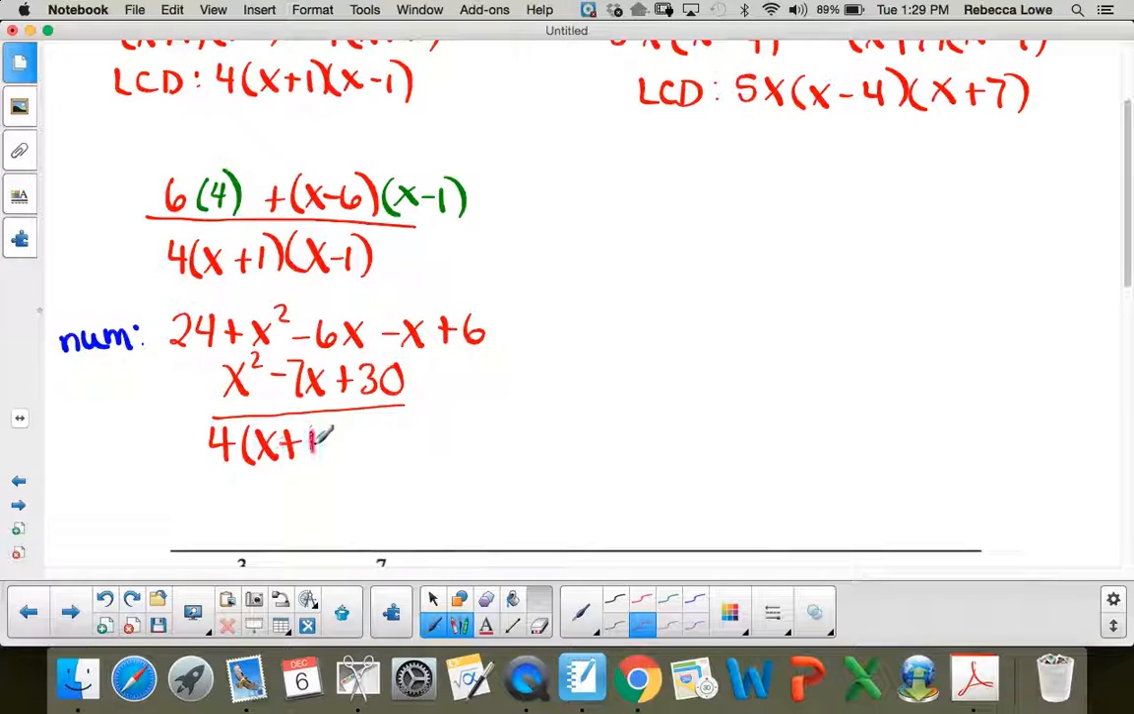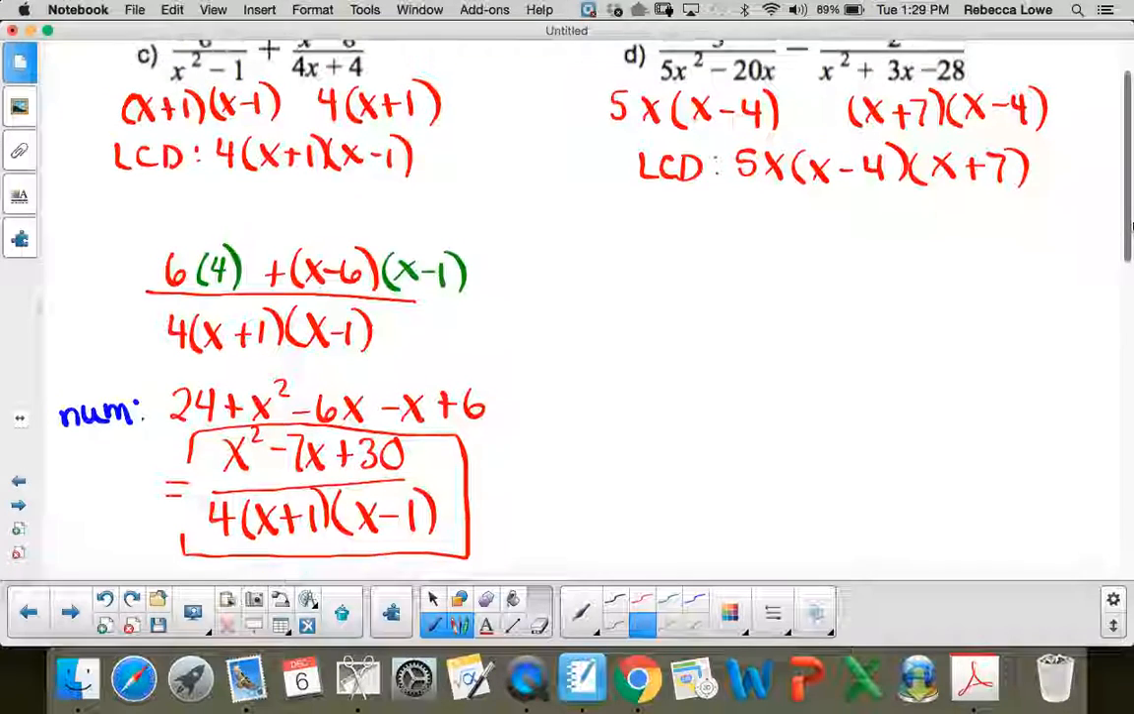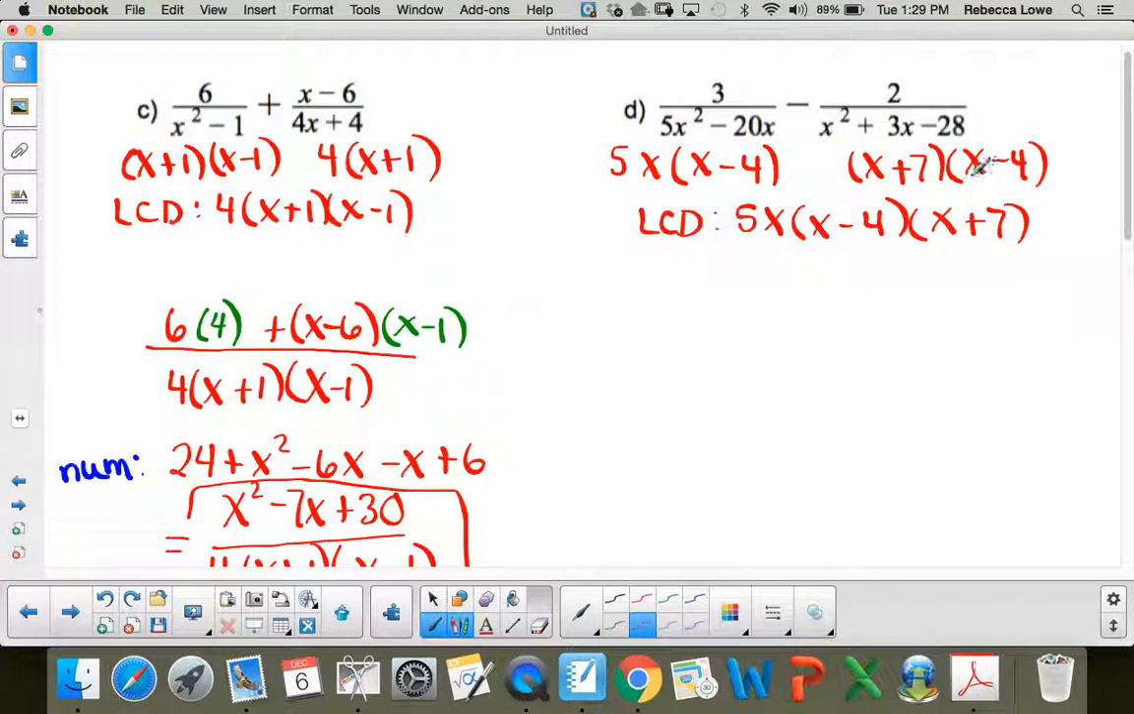I bring the denominator back into play. And I be sure to write my restrictions. It cannot be 1 and negative 1. So my final answer is right here. So the only extra step is the creating of the denominator, factoring the denominator, and finding the LCD. So we're going to do D, and then you're going to do E on your own.